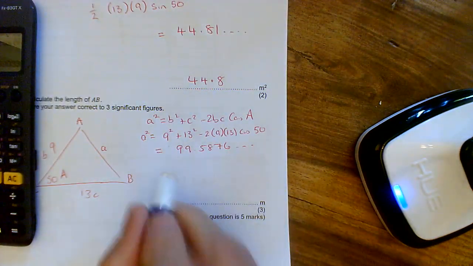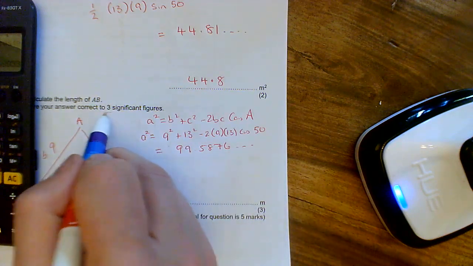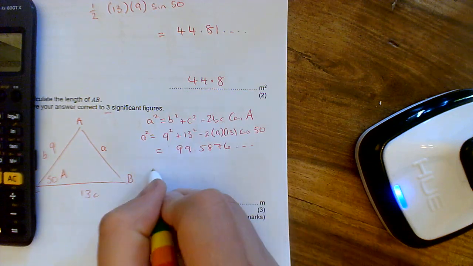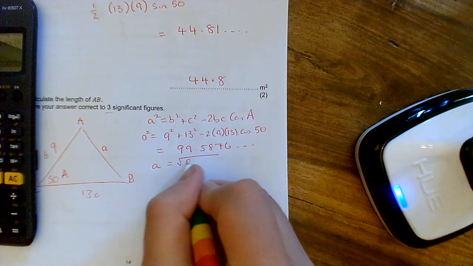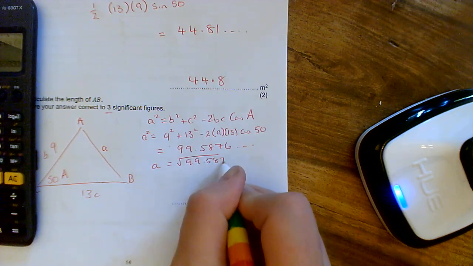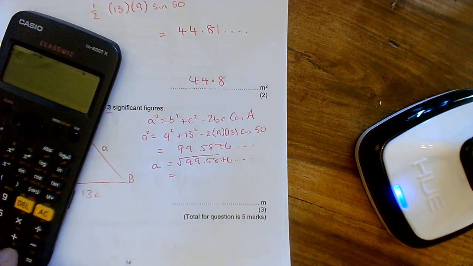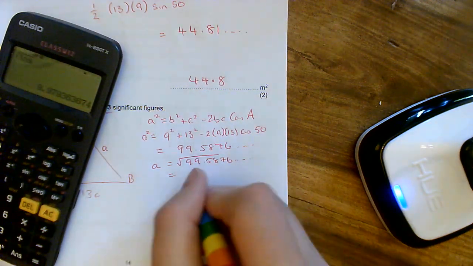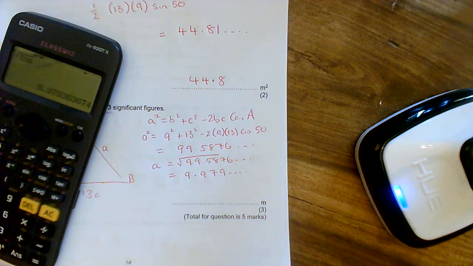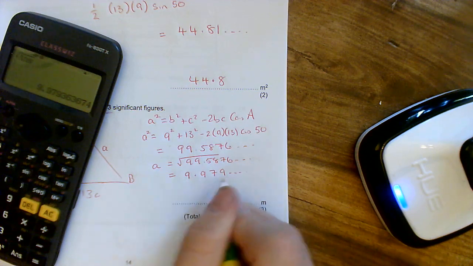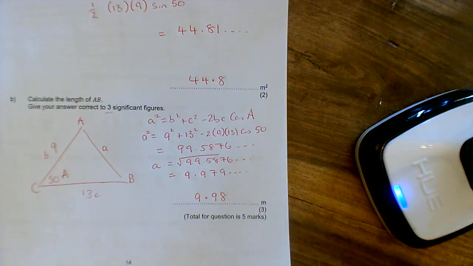Now I need to do the square root. Notice I'm writing lots of digits because I'm thinking about 3 significant figures, so I'm going to write 4. So now I'm looking for the square root of that 99.5876 thing, which equals, and then just square root your answer, press equals. Now I'm writing 4 down, so 9.979, wherever it goes off to. And for 3 significant figures, you write 4, round to 3, 9.98 is the length of AB.